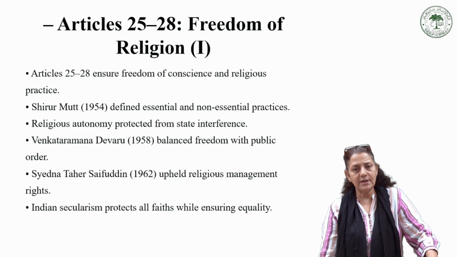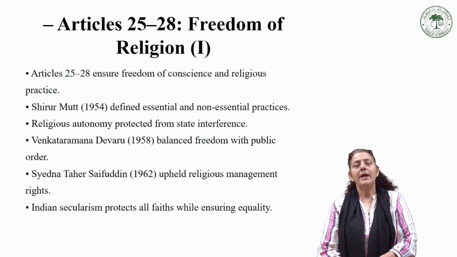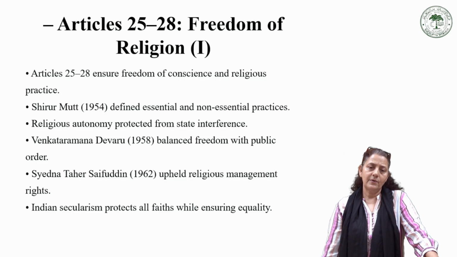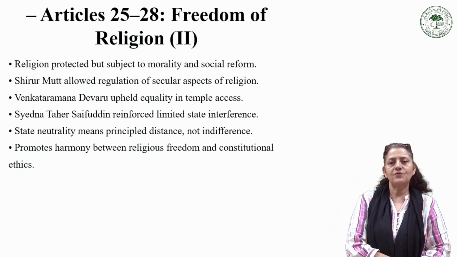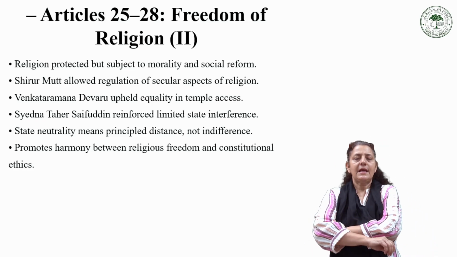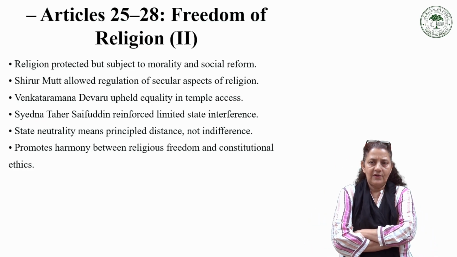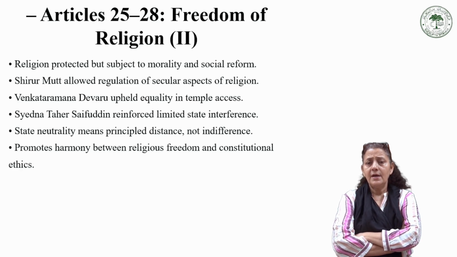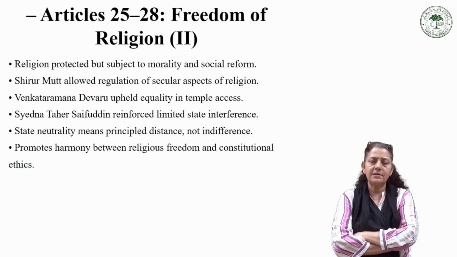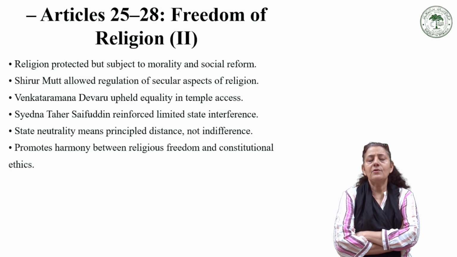Articles 25 to 28 collectively safeguard both individual and group religious rights while ensuring harmony with social progress and constitutional supremacy. The freedom of religion under Articles 25 to 28 represents a synthesis between individual liberty and social welfare. The Supreme Court in the Shirur Mutt case, 1954, clarified that the state cannot interfere in matters purely religious but may regulate economic, social, or secular aspects associated with religion.